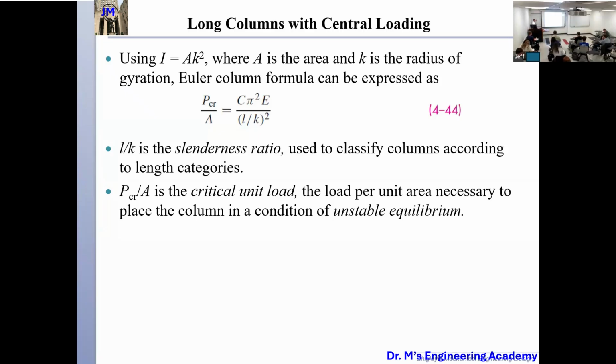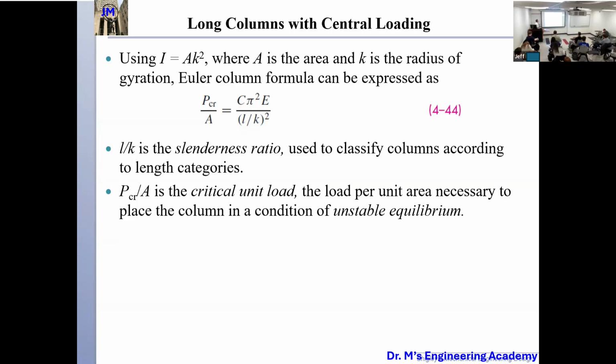Okay, so this is a new thing. Whenever we learn new things, we pay more attention to this one. How is this okay? I equals A k squared. I is the area moment of inertia, and A is the cross-sectional area. But we can use this equation to calculate k. So k equals the square root of I over A.